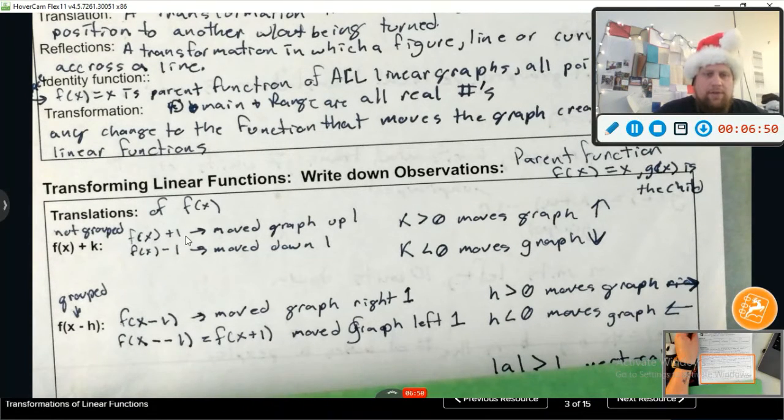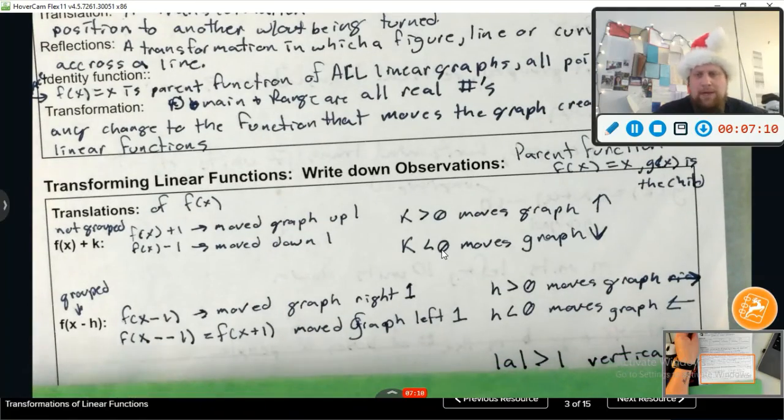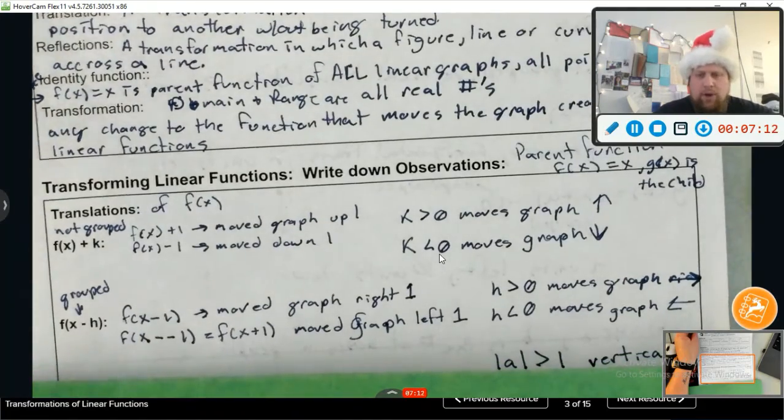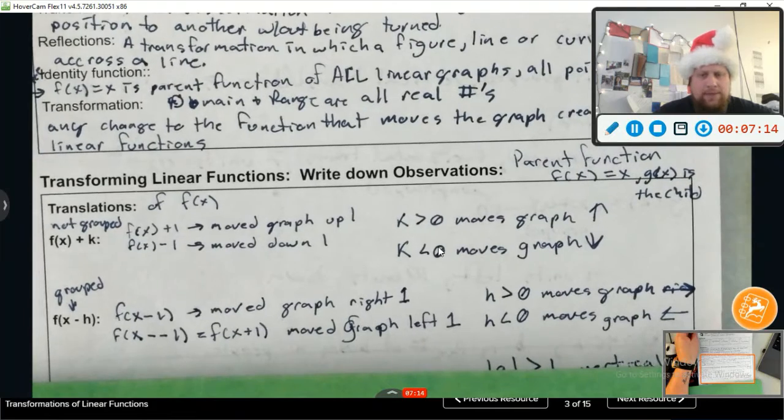And we see that f of x plus 1, what did it do? It moved the graph up 1. Make sure you write that down. F of x minus 1, what did it do? It moved the graph down 1. And so what does this tell us? For my k value, when it's greater than 0, it's going to move the graph up. When k is less than 0, it's going to move the graph down. Again, you can pause this at any time to write down more, but I'm going to go through it fairly quick, knowing that you have the pausing capabilities.